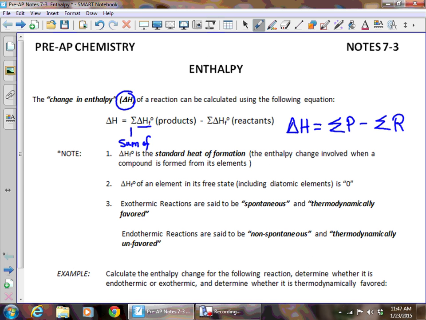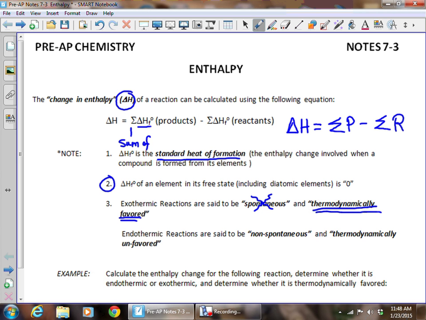So let's go back and look at our notes at the front page, and we see that the heat of formation is defined here, what I just said. So when you need to define that, you can find it. This is the statement I just made about the heat of formation of an element in its free state being 0. Another thing that we need to keep in mind is that exothermic reactions are said to be thermodynamically favored. We used to say spontaneous. We're not saying that very much anymore. They're starting to get that kind of slowly but surely omitted from AP language.